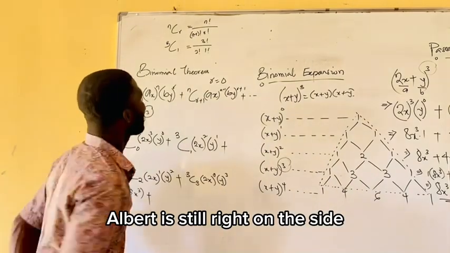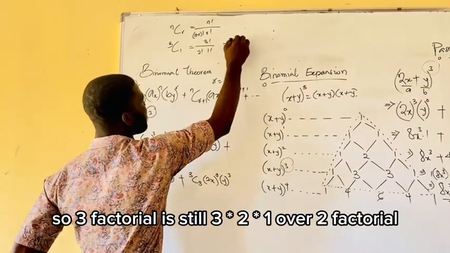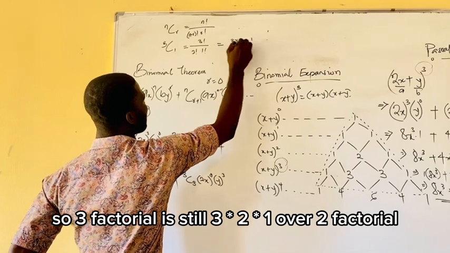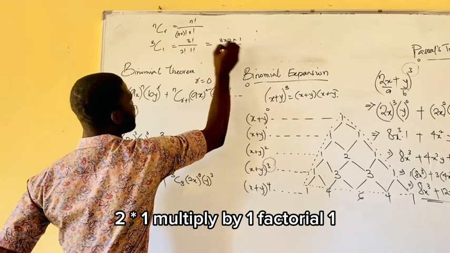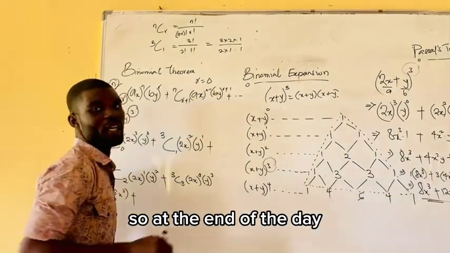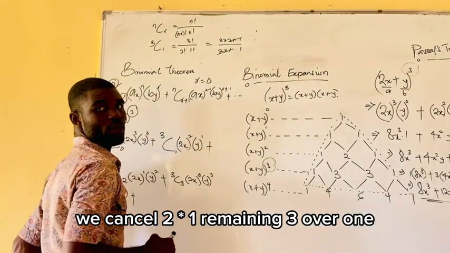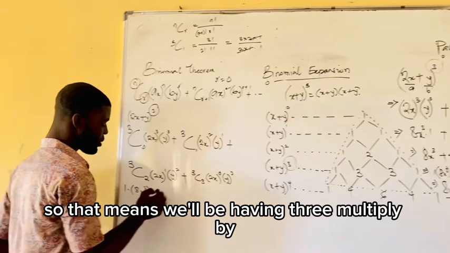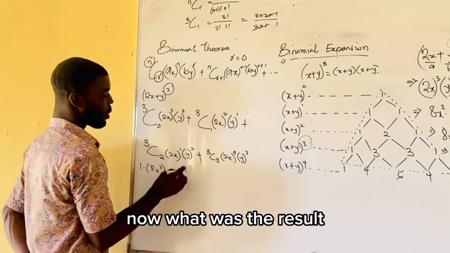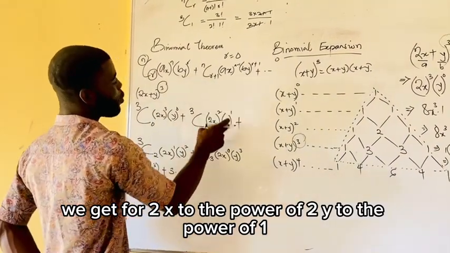Or better still, right on the side. So 3 factorial is still 3 times 2 times 1 over 2 factorial, 2 times 1, multiplied by 1 factorial, 1. So at the end of the day, you will agree with me that 2 times 1, we cancel 2 times 1, remaining 3 over 1, which is 3. So that means we'll be having 3 multiplied by, now what result did we get for 2x to the power of 2, y to the power of 1?